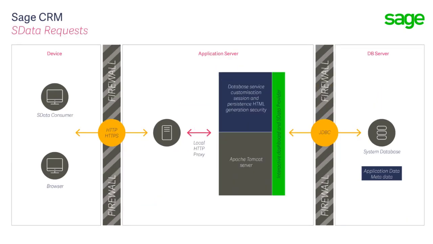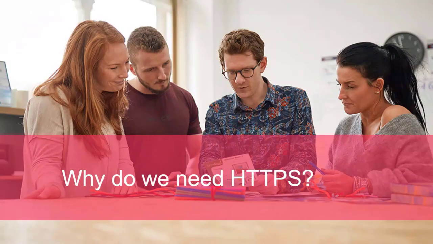And Sage CRM is very much open to API calls. We've got a range of different web services and endpoints for RESTful API calls, or SData calls. The older name is SData. So if we want to be able to integrate with other cloud services, whether those are products such as MailChimp or with Sage accounting products like Sage 300 Cloud or Sage 200 Cloud or Sage 100, then you need to be able to do this securely, and HTTPS enables this. So why do we need HTTPS?